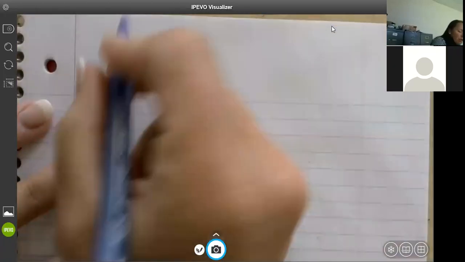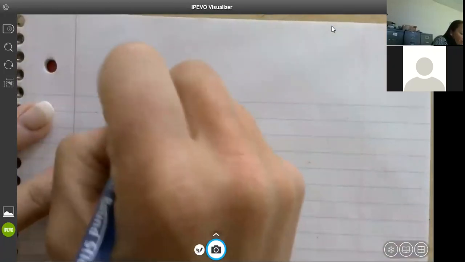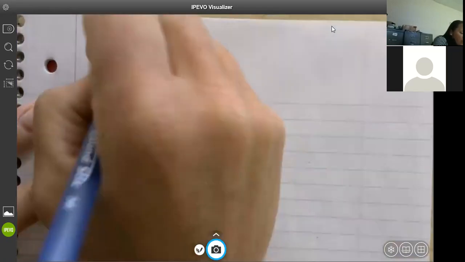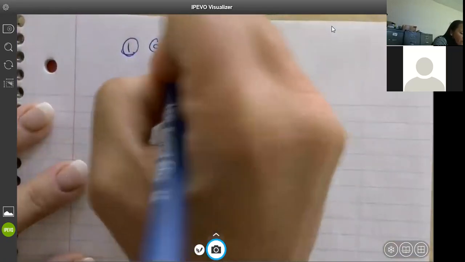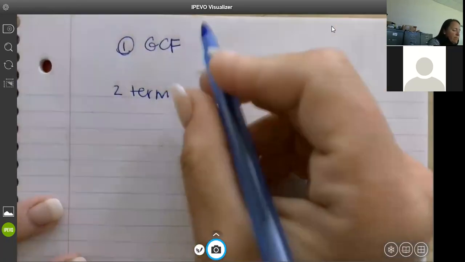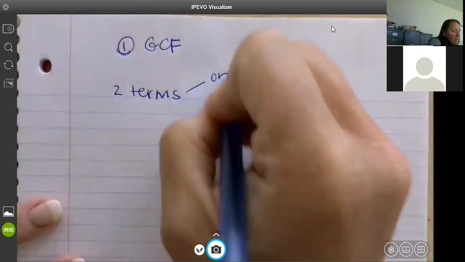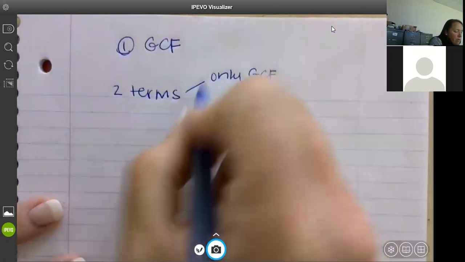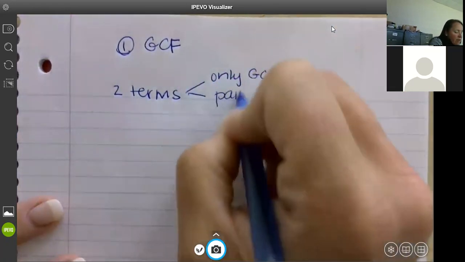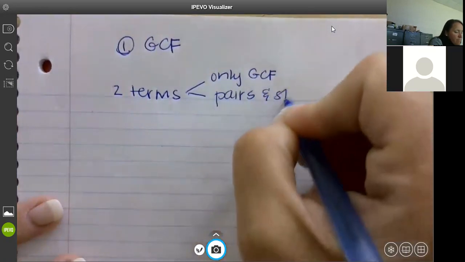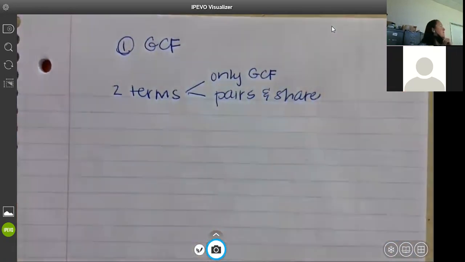One thing that I want you to remember, and I'll make a little cheater chart for you, is if we have two terms, remember your first thing you do is GCF. Always do GCF. Two terms is either going to be only GCF or it's going to be pairs and share. You have to break it down. Okay, so that's the only thing that it's going to do. You can write this anywhere, it doesn't matter. If there's a blank back to your notes or whatever, you can write it there. I don't know how your notes end up.